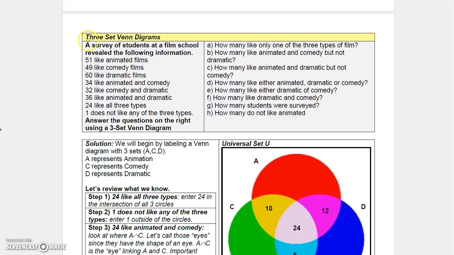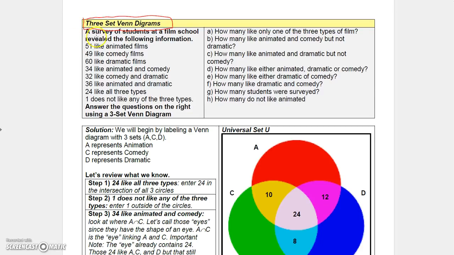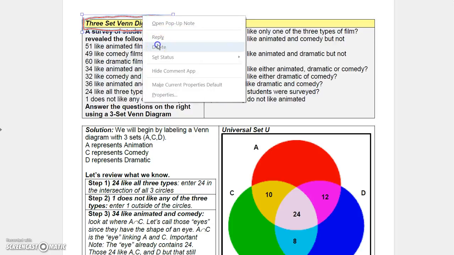Okay, you can extend this to 3 set diagrams, but I wouldn't try to go much farther than that. It can get a little confusing. So let's take a look at this example.